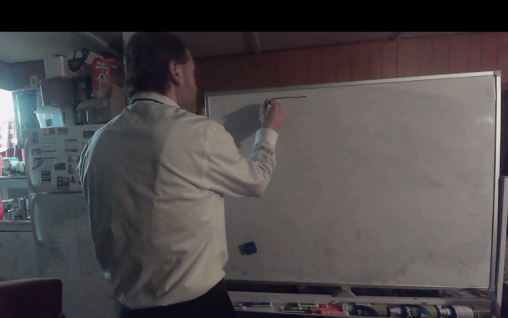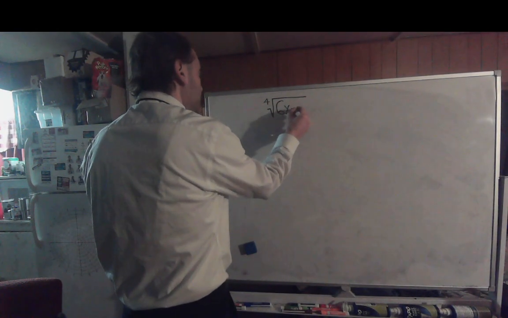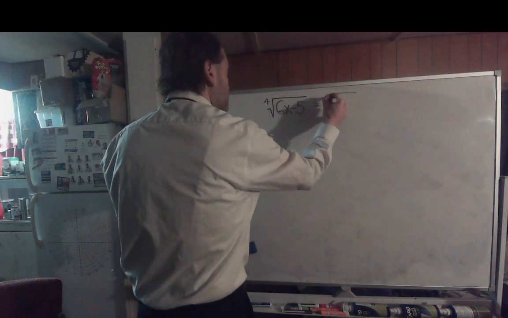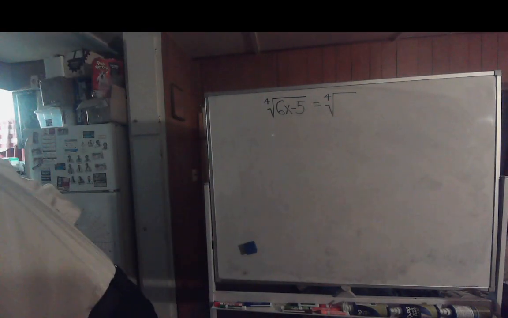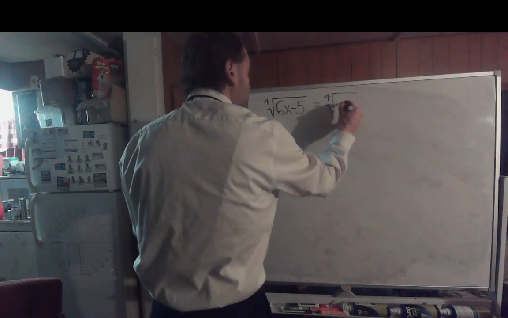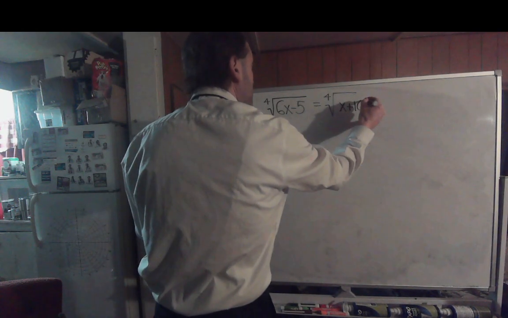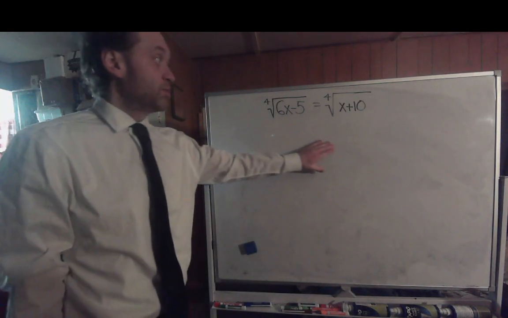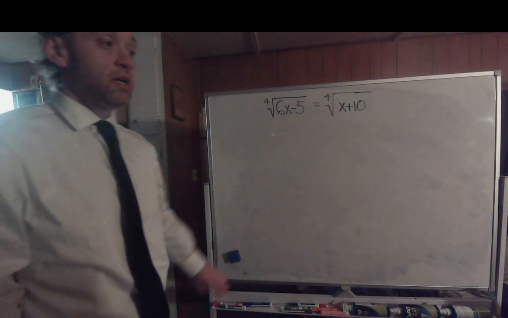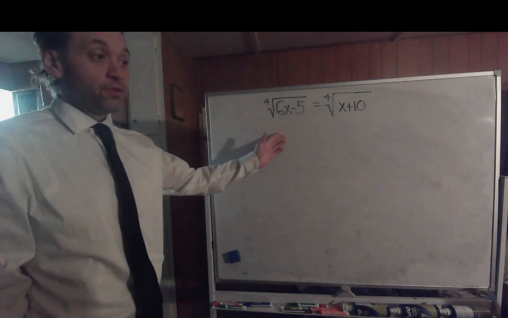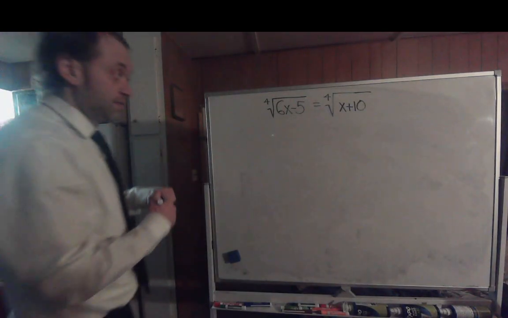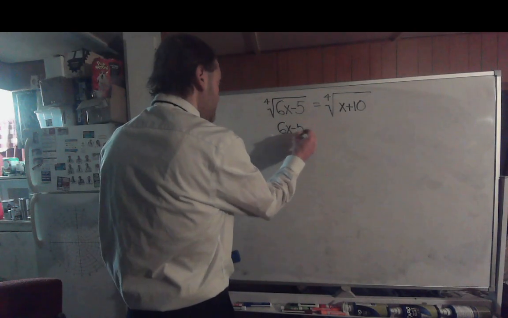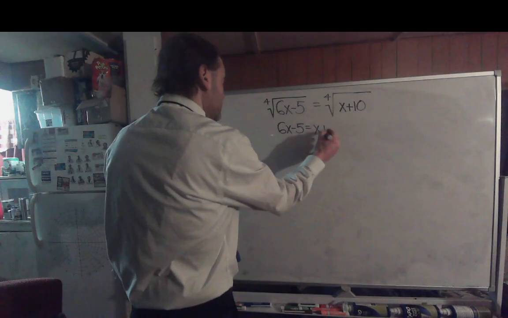So we have the fourth root of 6x minus 5 is equal to the fourth root of x plus 10. Alright, so the fourth root of 6x minus 5 equals the fourth root of x plus 10. Well, both sides have a fourth root, so we have to raise both sides to the fourth power. If we do that, you'll get 6x minus 5 is equal to x plus 10.